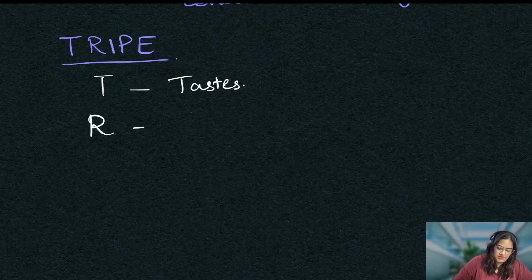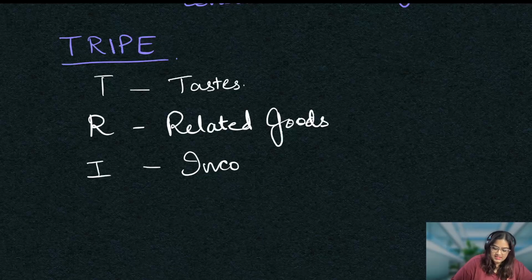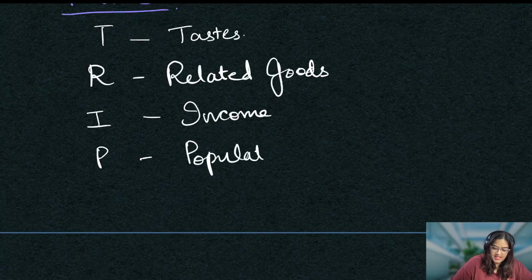Then R stands for related goods. That is the price of the competitor, your substitutes, or your complementary goods. Have they changed? Is there any difference, has their price gone up or has it gone down? So you have to understand the environment in which you are working. The next one is income. Has the consumer's purchasing power increased or reduced? The next is population. That is, has your target demographic increased? Is it growing? Then we have the last one, that is expectations.